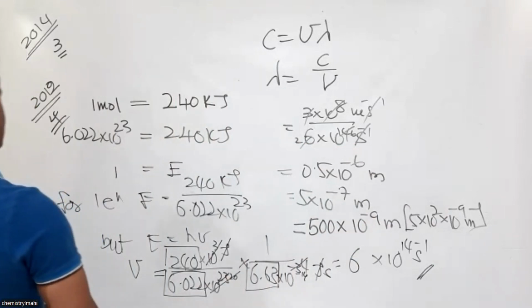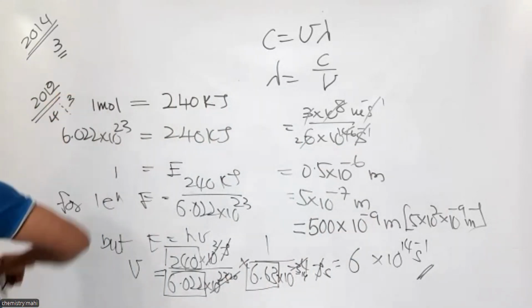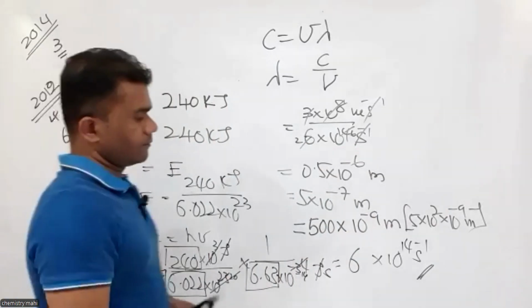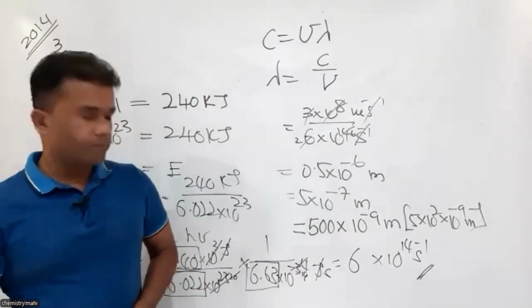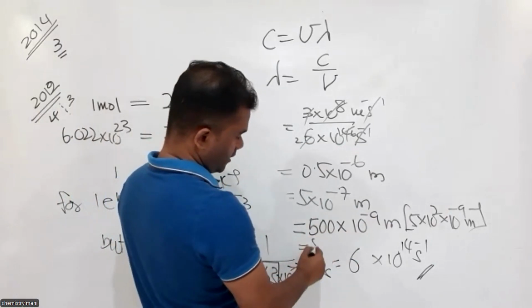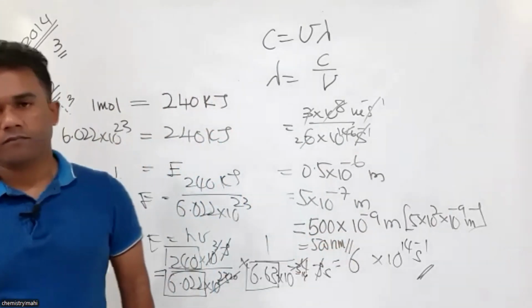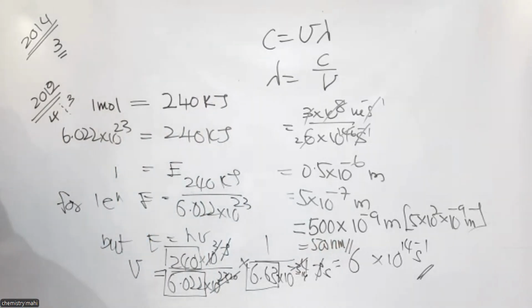So first question, fourth answer. Thereafter, second question, third answer. I hope you got this simplification part. Finally, we get 500 nanometer. Yeah, it should be the third answer. Okay, that's about 2012.